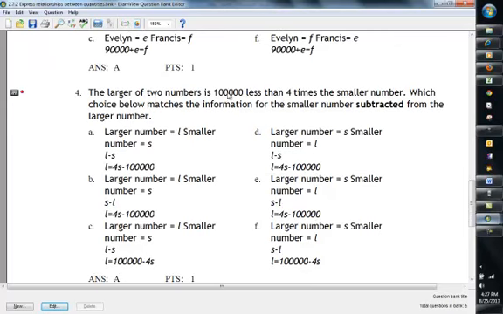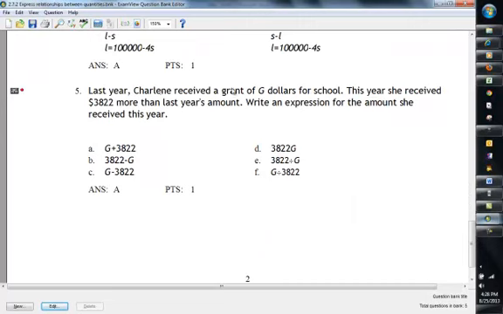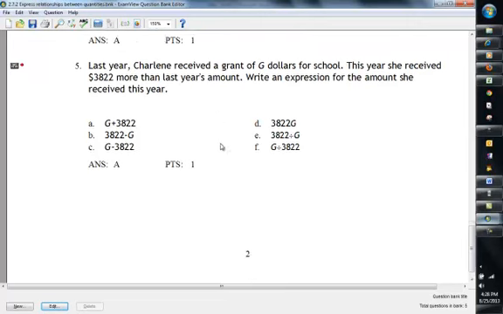Larger of two numbers is 100,000 less than 4 times the smaller number. L is the larger number, equals 4 times the smaller, less, subtract 100,000. Now notice there's a than here, so that's a switch order word that we're going to switch those two around. Last year, Charlene received a grant of G dollars. This year, she received more than, so it'll be G plus 3822.